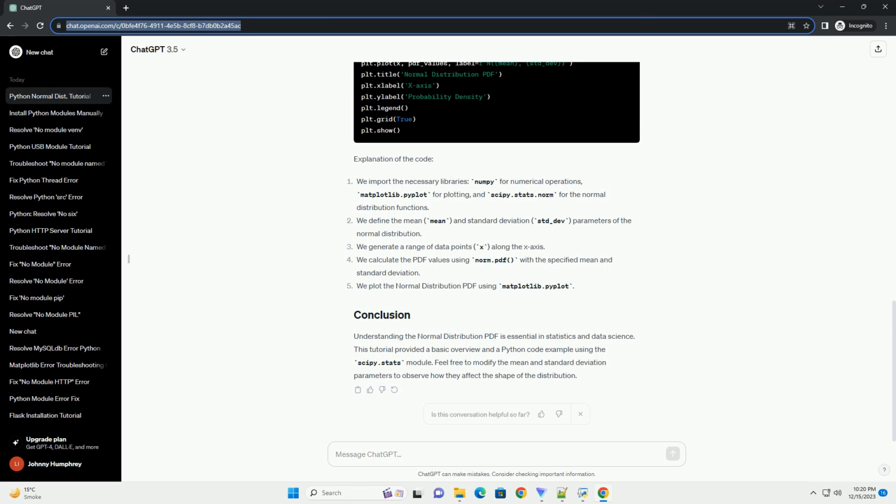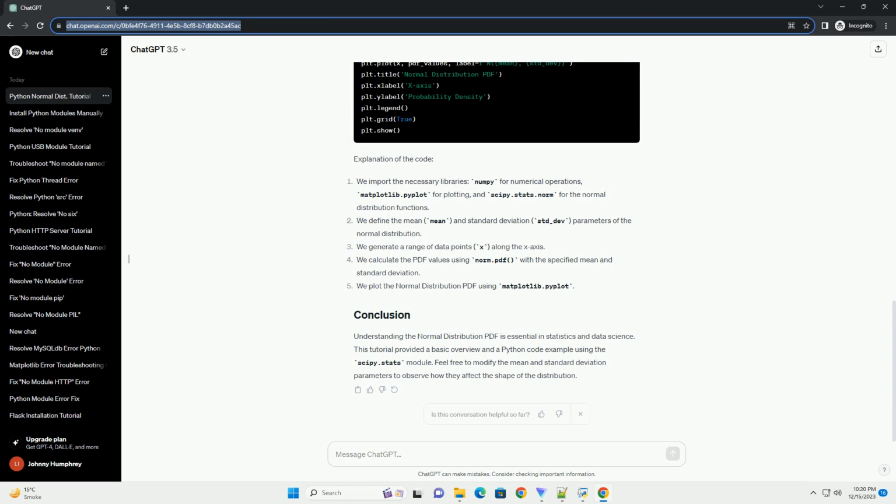Feel free to experiment with different mean and standard deviation values to observe their impact on the shape of the distribution. This tutorial provides a basic understanding of the normal distribution PDF in Python using the scipy.stats module. You can further explore statistical analyses and applications using normal distributions in your projects.